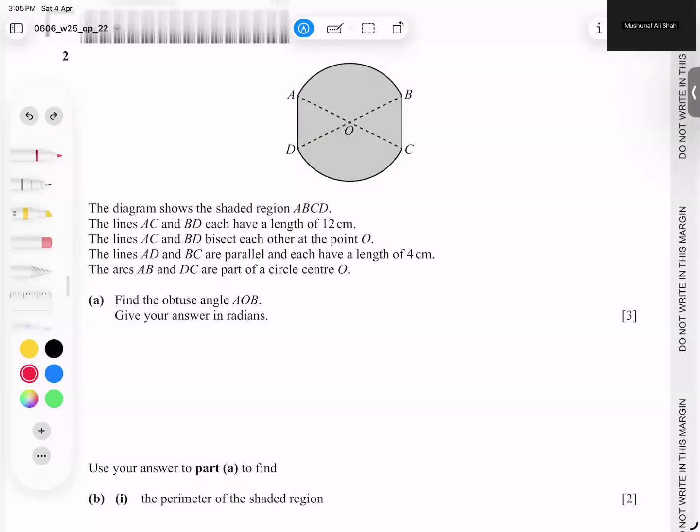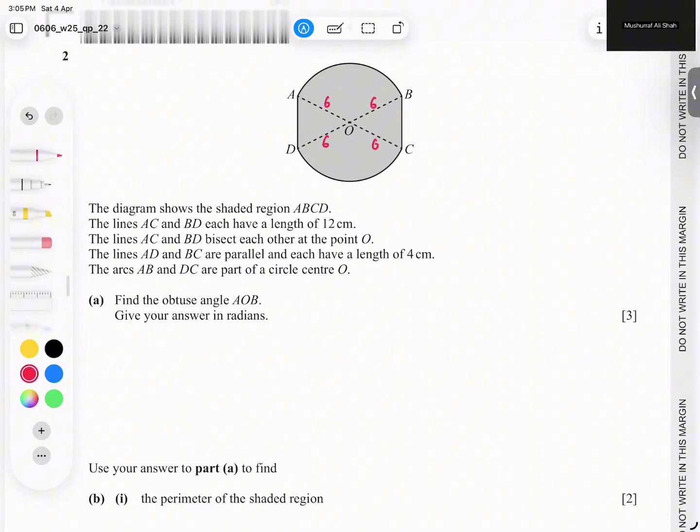Question number 2, we have a diagram that shows a shear region. You can see clearly. And AC, BD, each length of 12. Repeat. AC means the full length is AC. How much is it? And BD, BD is this slant. Both are 12, 12. So I can say this is 6, this is 6, 6, and 6.